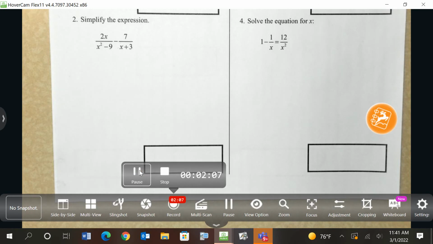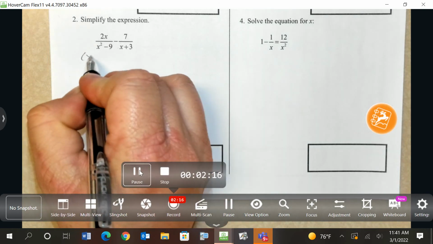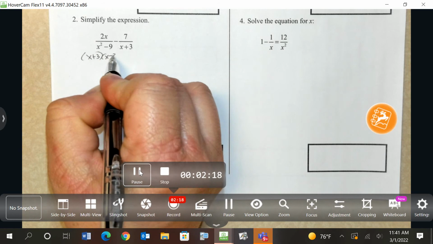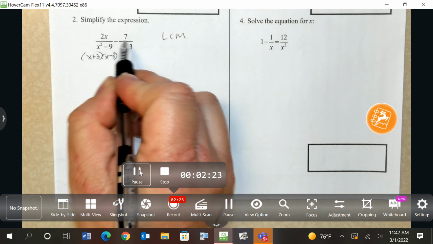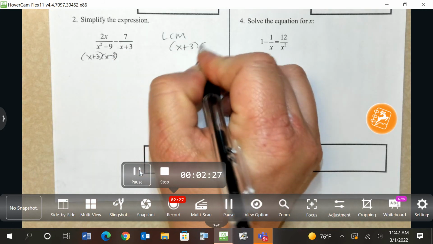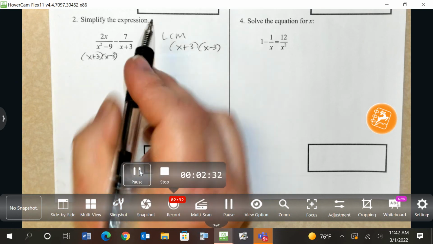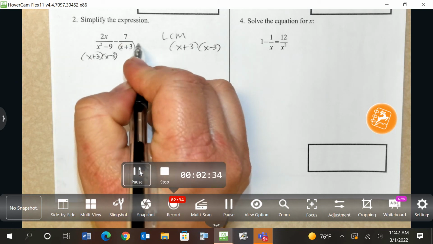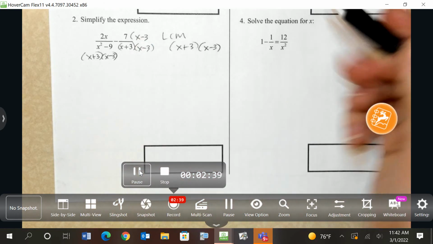Okay, in number 2, again, I'm simplifying, I'm not solving, so it won't be x equals a numeric value. We're just going to rewrite this. So first I need to factor this into x plus 3 and x minus 3. And I recognize that the LCM, because when I'm adding or subtracting fractions, I do need a common denominator, will be x plus 3 and x minus 3. So I'm good here. This contains an x plus 3 and x minus 3, but the right-hand denominator is missing an x minus 3. Whatever you attach to the bottom, you must also attach to the top.